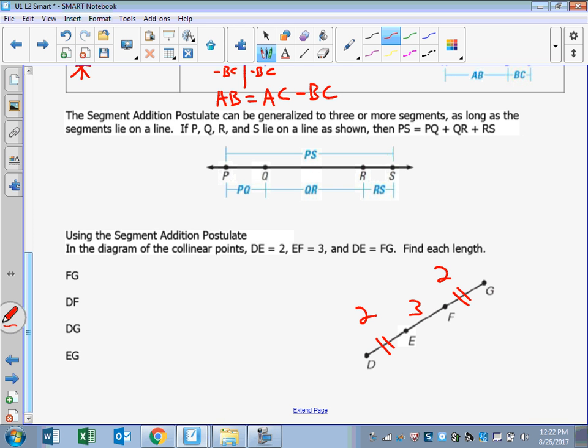And now from here, you can find the length of different segments. So take a second, find FG, DF, DG, and EG. You should have gotten 2, 5, 7, and 5.